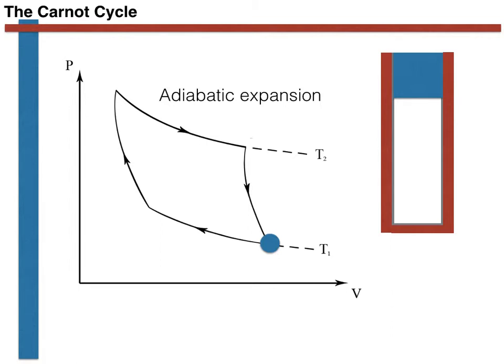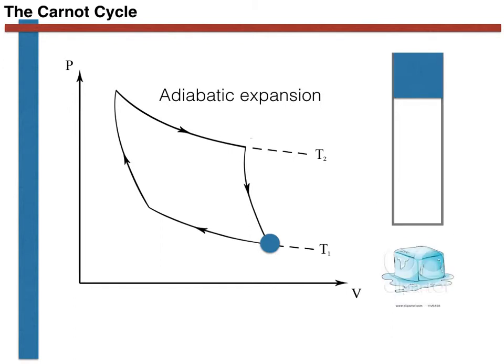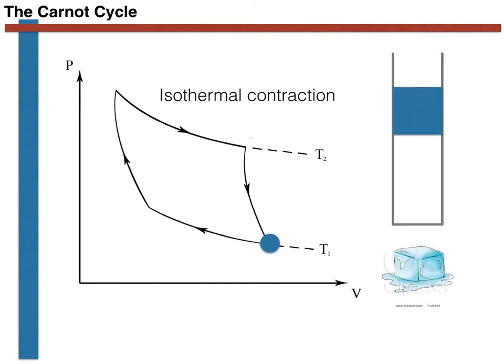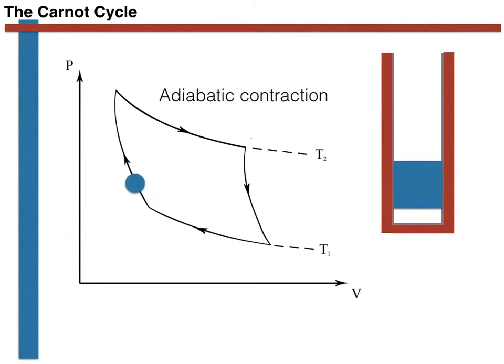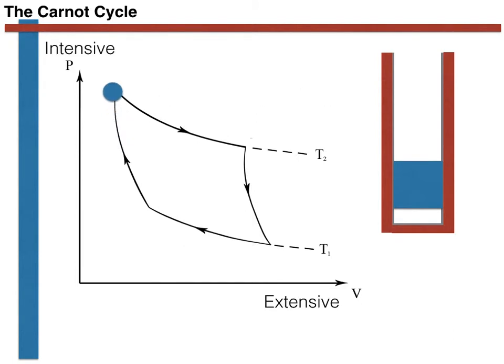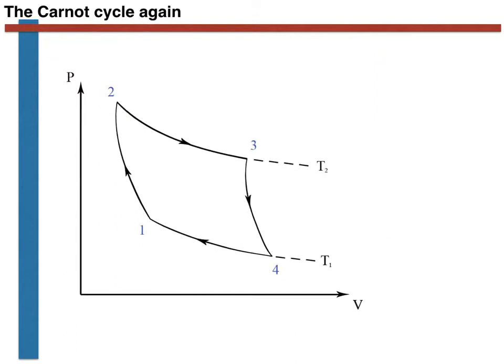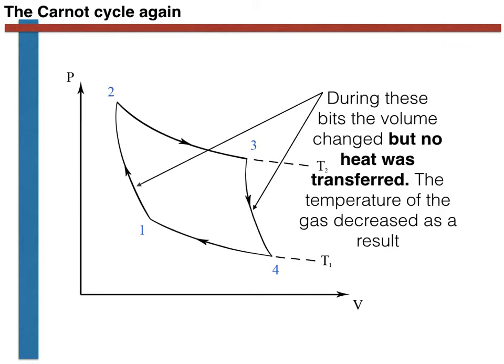In the third step, the system is placed in contact with a heat sink, and the gas is contracted isothermally. The heat sink is then removed, the thermal lagging is placed around the system once more, and the system is compressed adiabatically so that the temperature of the gas increases. In this video, I am going to focus on the adiabatic compression and adiabatic expansion stages of the engine's operation.